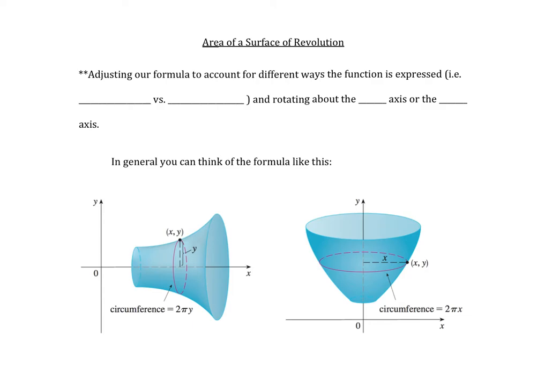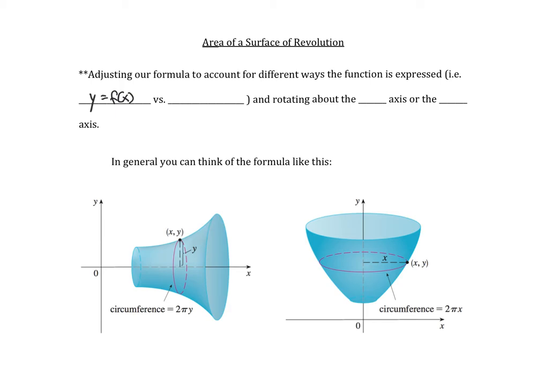Let's continue our discussion about the area of a surface of revolution. Last time we derived an integral that expressed the area of a surface of revolution. What we want to do now is adjust our formula to account for the different ways the function is expressed. The situation we looked at originally was y equal to f of x. In other words, x was the independent variable and y was the dependent variable.